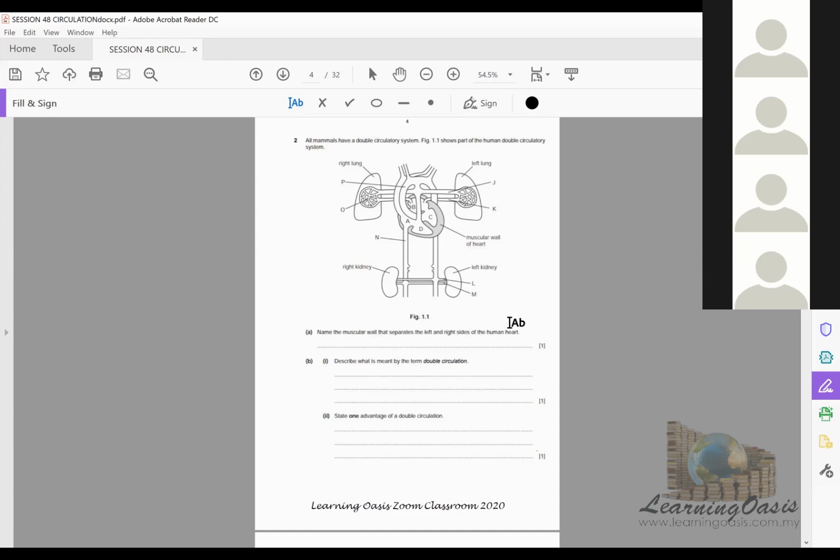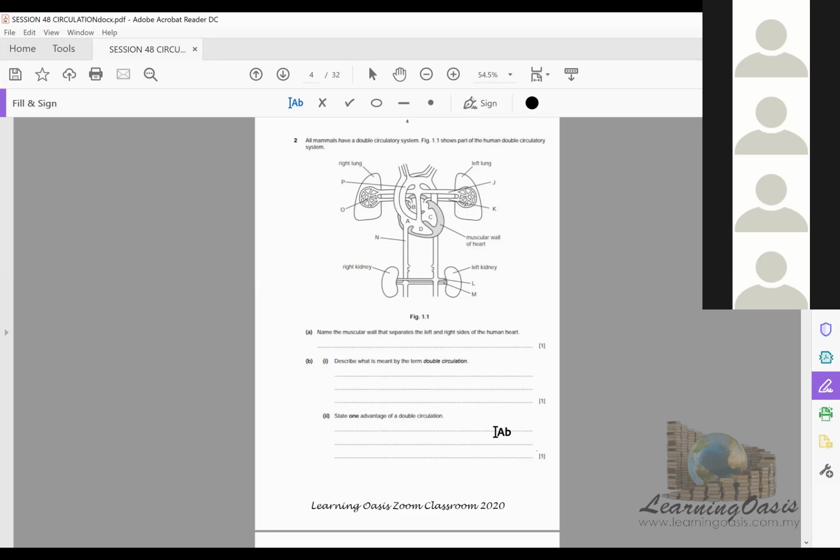The muscular wall that separates the left and right side of the human heart is the septum. What is meant by the term double circulation? Blood passes through the heart twice for every complete circulation. Okay, what is the advantage? One advantage of double circulation?